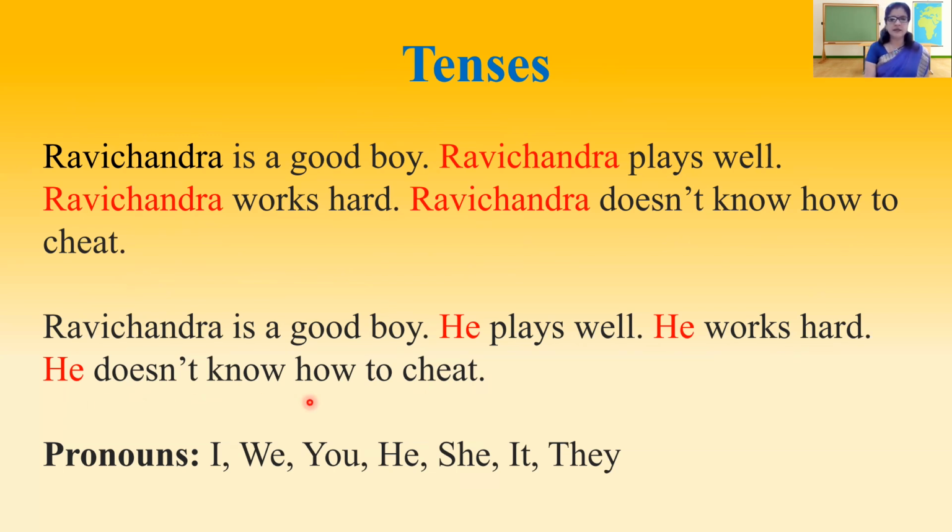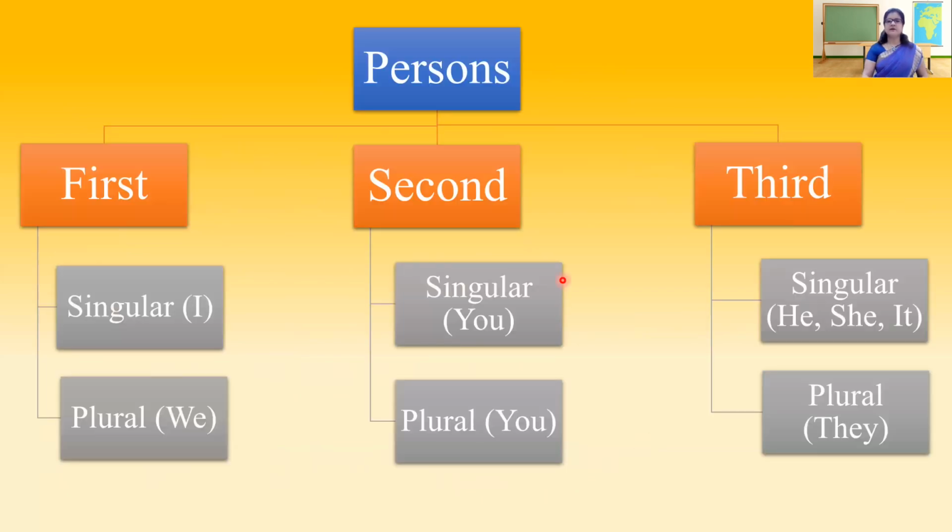Why? Because in the second passage, instead of Ravichandra, we have used "he". In order to avoid the repetition of the noun, we have used pronouns. So what are pronouns? I, we, you, he, she, it, they. These are all pronouns. These pronouns we call persons. What are these three persons? First person, second person and third person.